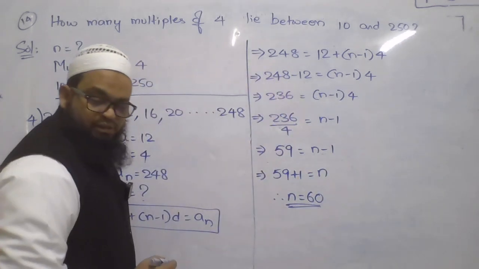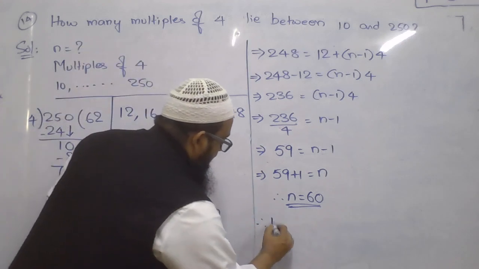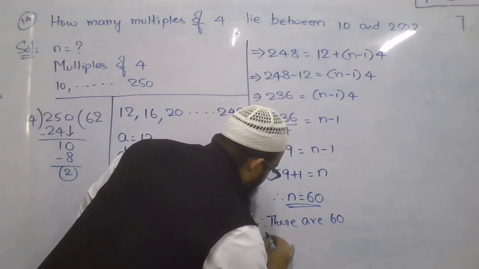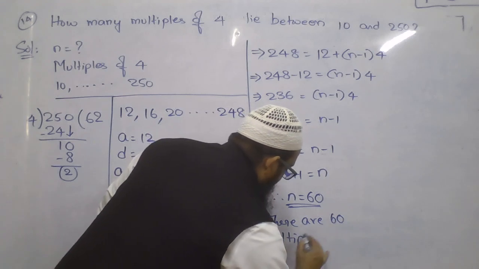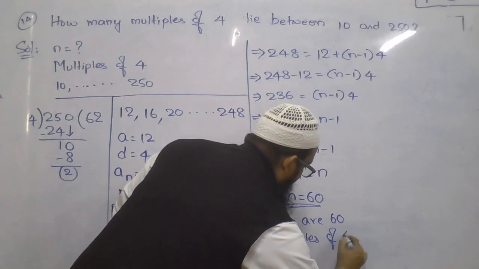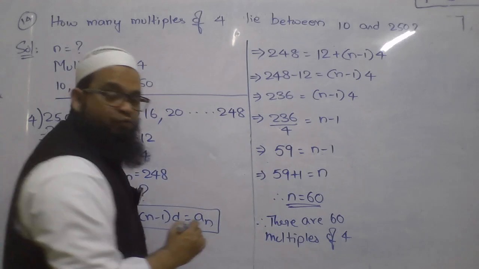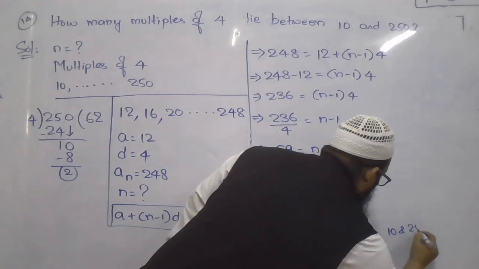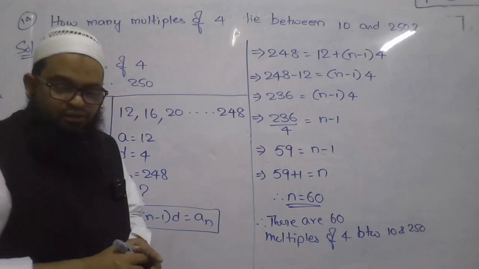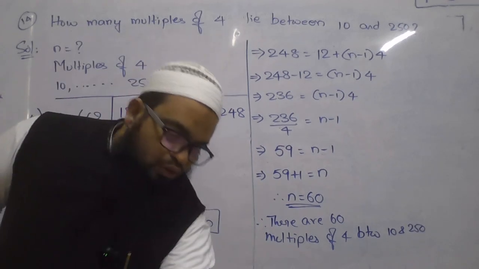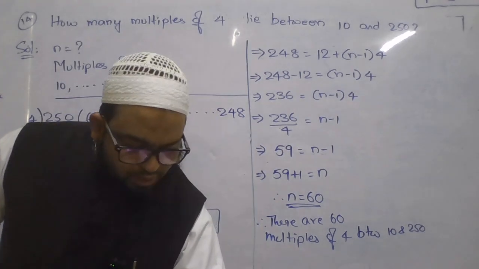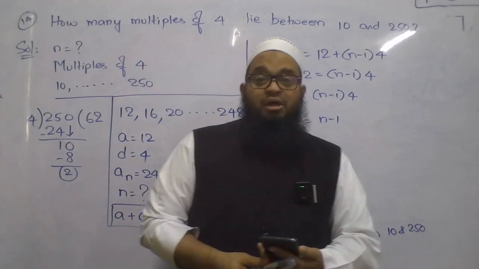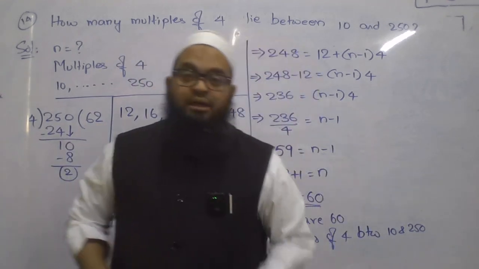So how many multiples are there? Therefore there are 60 multiples of 4 between 10 and 250. Right, my dear students? Good. So I hope you understood it. You understood the concept.